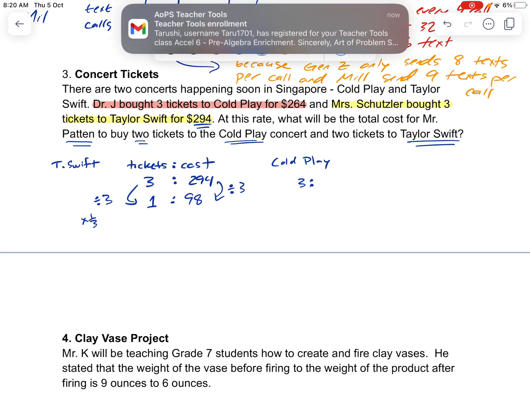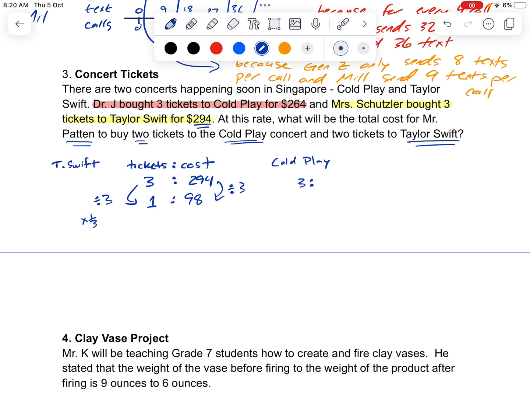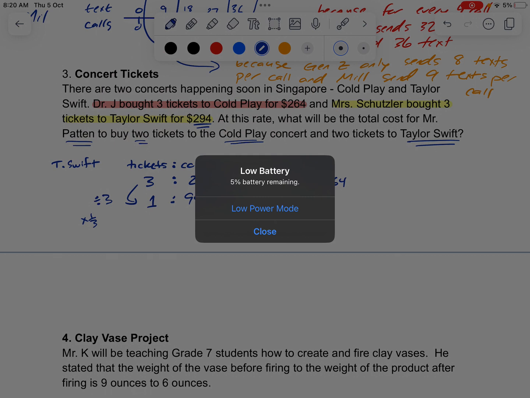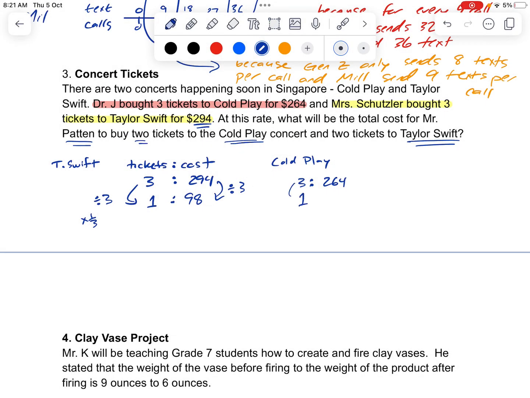Okay, so let's go through and figure out the Coldplay ones. Coldplay's 3 for $264, and I want to figure out what 1 is. Same thing, divide by 3 to find the cost of 1. If I take 3 into 264, I can't really do that in my head, so I'm going to work it out over here. 3 into 264 is going to be 88. So I'm paying $88 per ticket for Coldplay tickets.